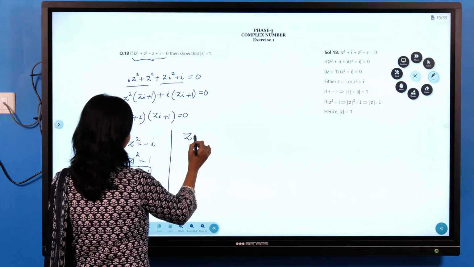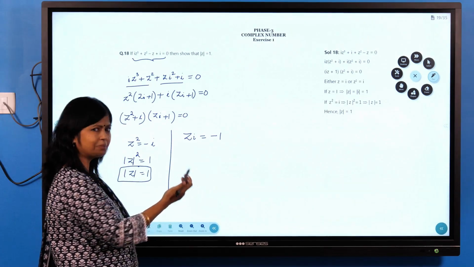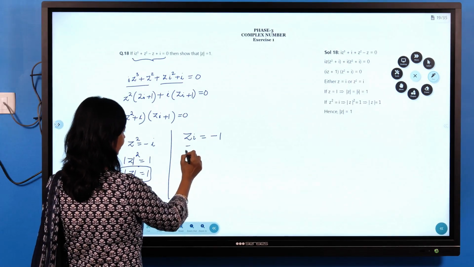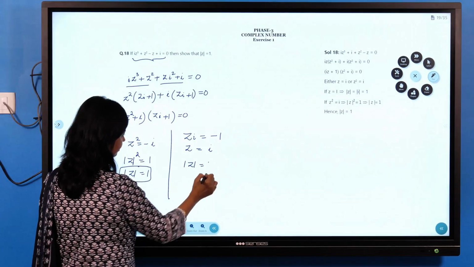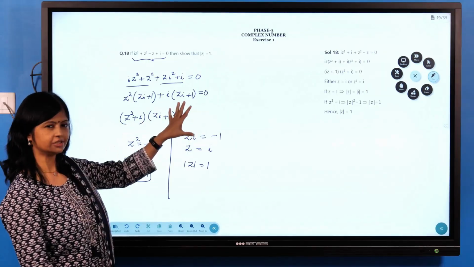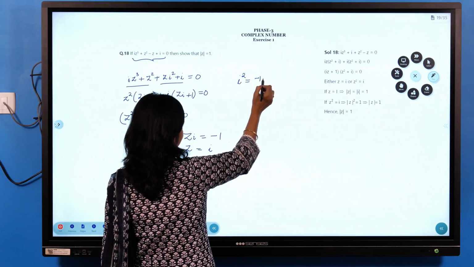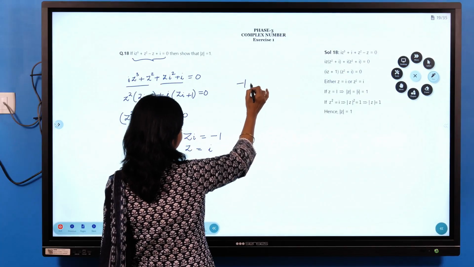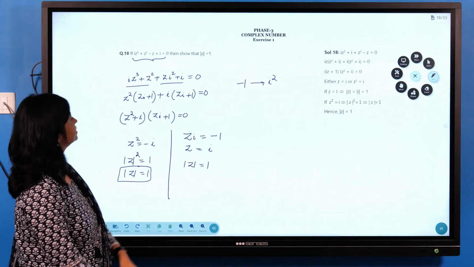Now Zi is equal to minus 1. Again, replace -1 with i squared, so we get Z equal to i. Taking mod both sides, we get 1. That's it. So this question was only about looking at i squared as minus 1, or vice versa, looking at minus 1 as i squared. Thank you.